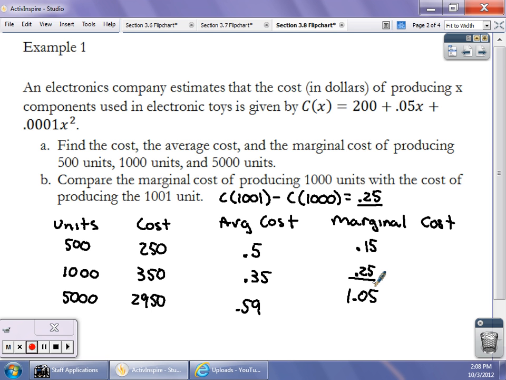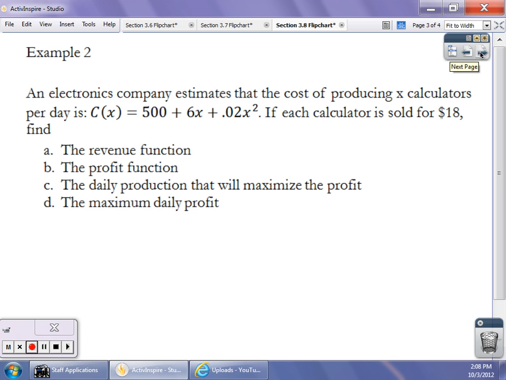A second example, we're going to take a look at how to maximize our profit. We want to write the revenue function. What we have is an electronics company producing calculators. Here's the cost, and each calculator is sold for $18. So we want to find the revenue function, R of x, which is how much I can sell the calculators for. That's going to be 18x: $18 for each calculator, and x calculators sold. The profit function is going to be the revenue, 18x, minus the cost. Make sure you subtract away all of that.